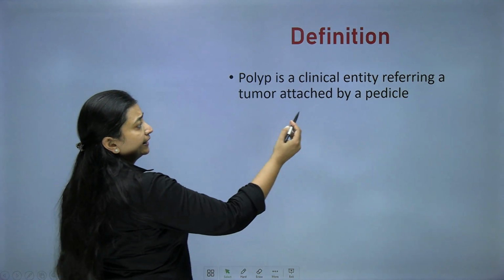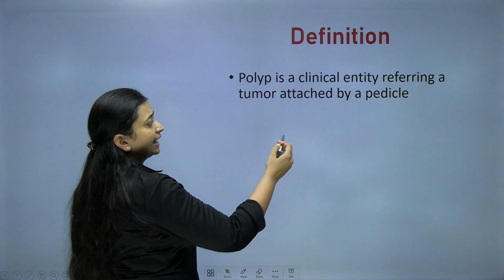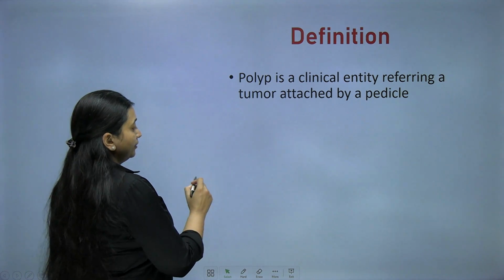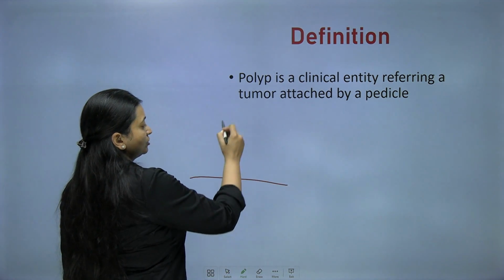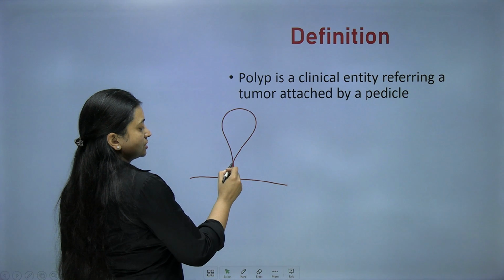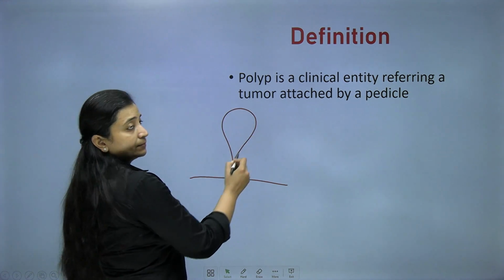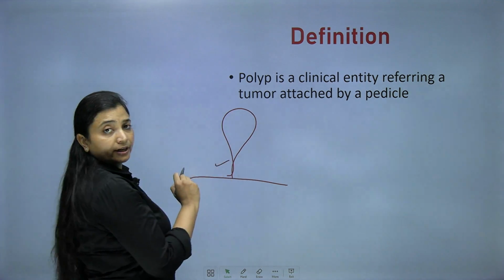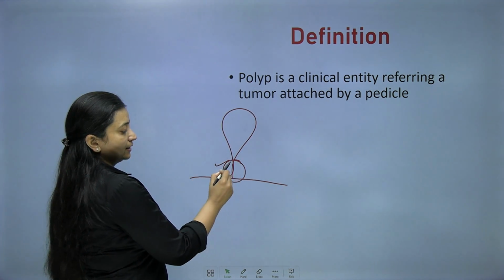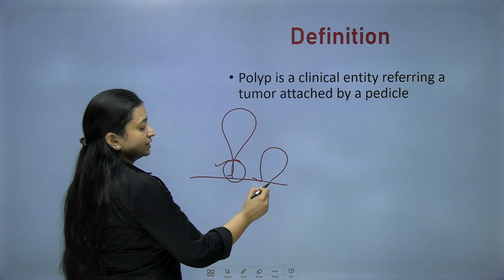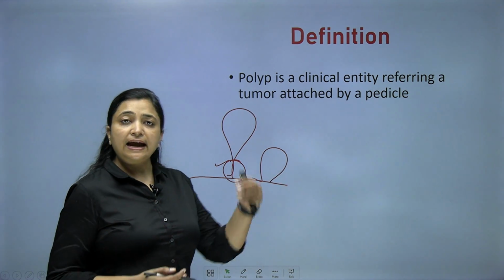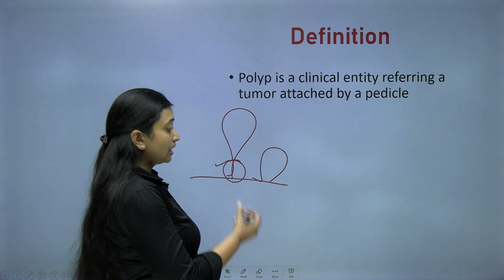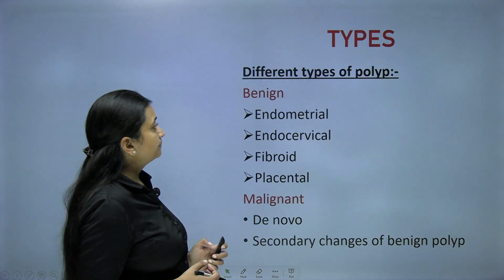Polyp is a clinical entity referring to a tumor attached by a pedicle. Literally, it means something which looks like this, which has a small pedicle and there is some tumor there. Mostly it is benign. It is called a pedunculated polyp, meaning there is a peduncle, or a sessile one, that means there is no peduncle and the growth is directly coming out from the epithelium.